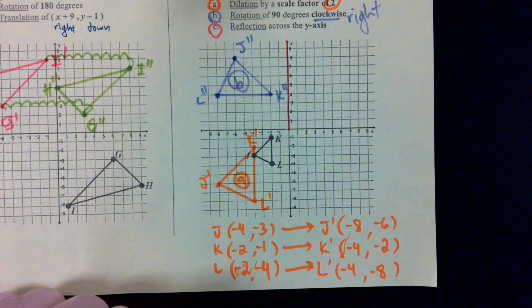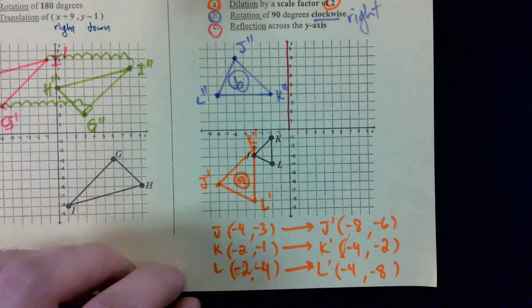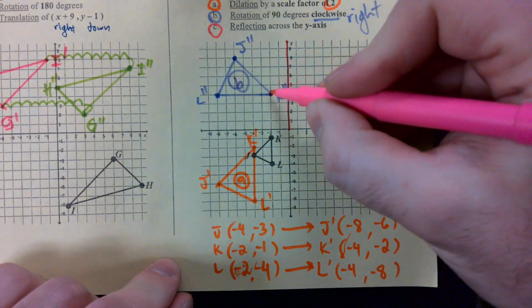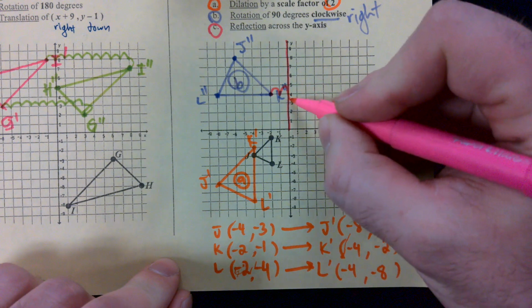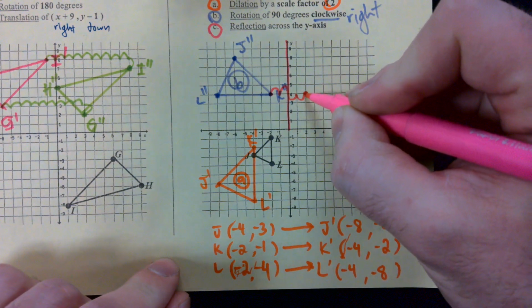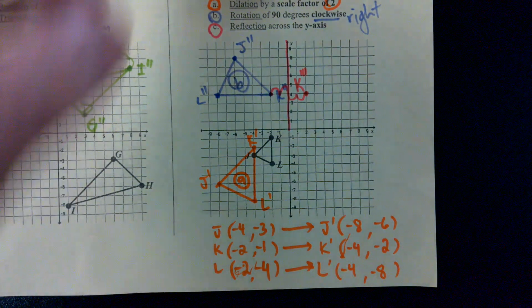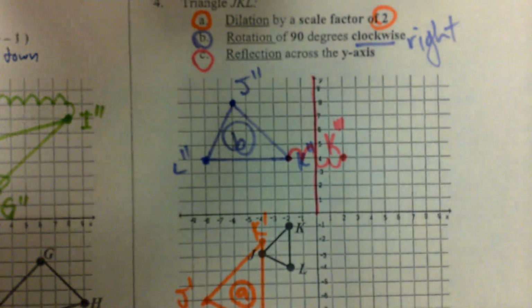So if you remember, all we have to do is count over how many spaces each point is away from the line of reflection. And then we're going to count that same exact number past the line of reflection. So K prime is 1, 2 spaces away. K triple prime is going to be 1, 2 spaces away as well. K triple prime. I'm going to zoom in here just so we can all see what I'm doing.